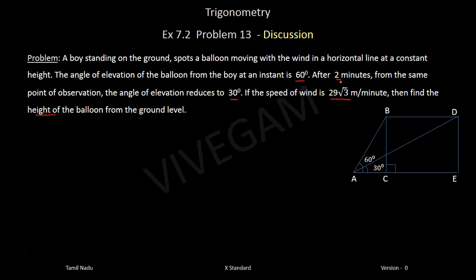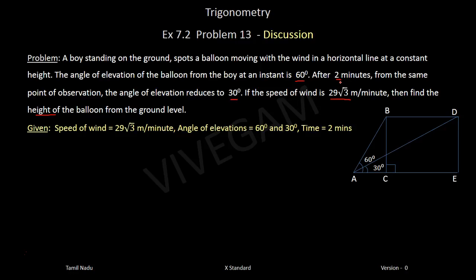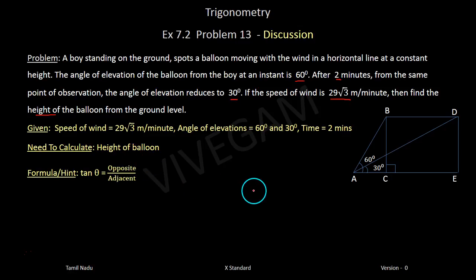Okay, so let's list what is given in the problem. The speed of the wind is given as 29√3 meters per minute. Angle of elevation is 60 degrees and 30 degrees. This is the initial angle, and this is the final angle. The time taken for it to move from initial to final is 2 minutes. What are we asked? Height of the balloon from the ground level. And typically it is tan theta, because this is the relationship of opposite to adjacent. So tan theta is the formula which we will be using here.